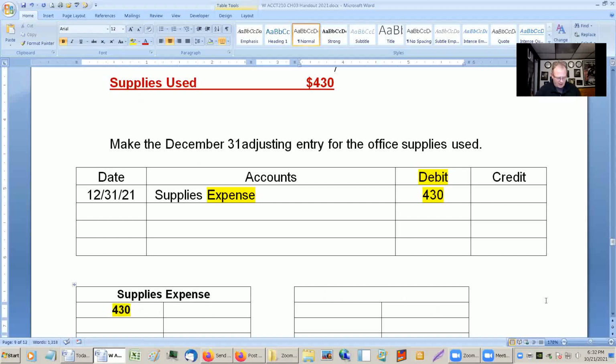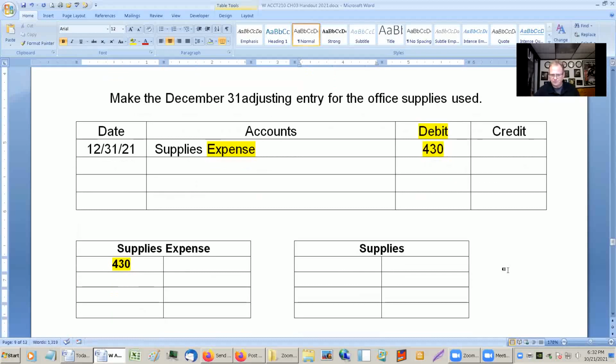Okay, now the supplies account. The supplies account is going to look like this. The supplies account started out with 100 in it. Then we bought another 400 of supplies. And so we had a total of 500 sitting in there. Now, notice if we don't do something, people are going to think that there's 500 of supplies sitting in that account. And there's not, right?